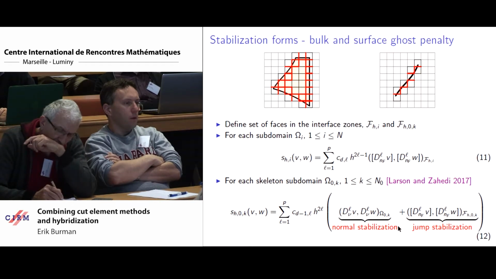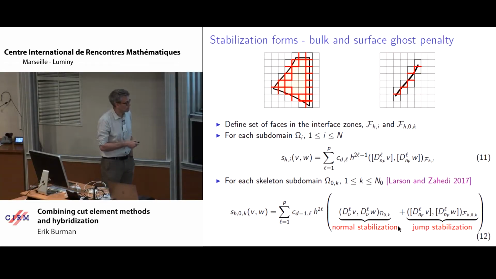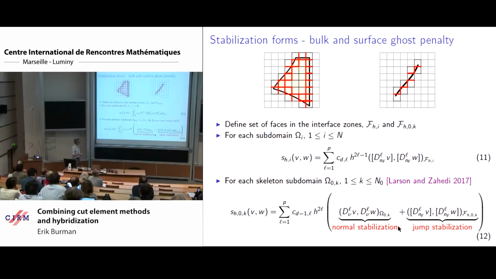But as I said, there are several different variants, also depending, of course, on the order. But there is another one that essentially only uses the normal stabilization, but extends it into the bulk, that was proposed in parallel by us and by Lehrenfeld and Reusken in two different works.